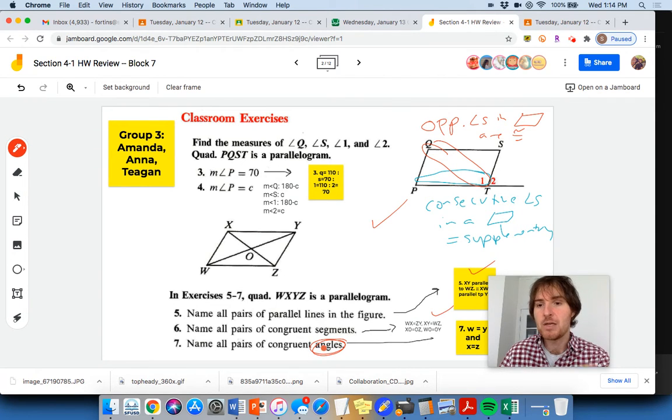Here's where it got a little bit tricky: name all of the pairs of congruent angles. There are a lot here. So let's go through them one at a time. The ones they tried to say, and this is inaccurate here, I tried to say this in class.